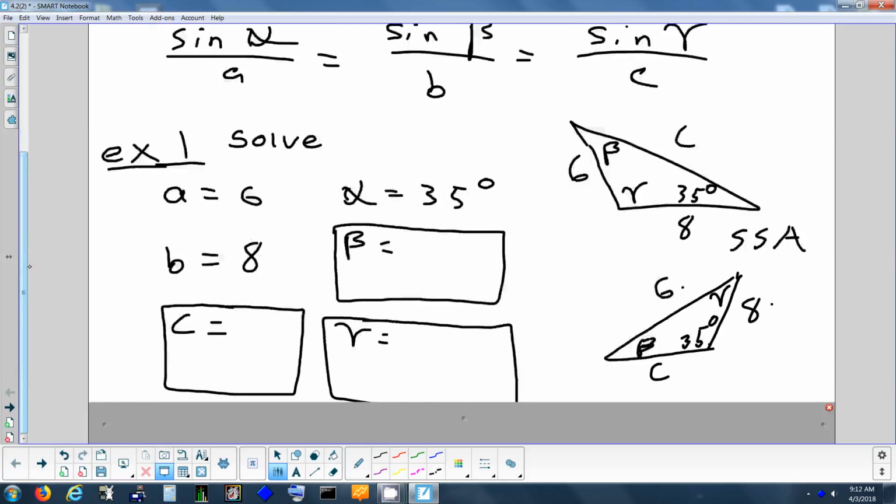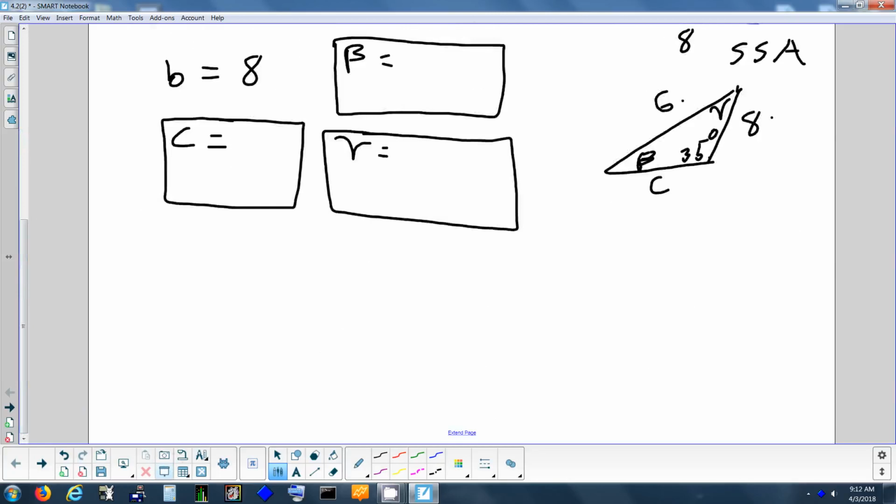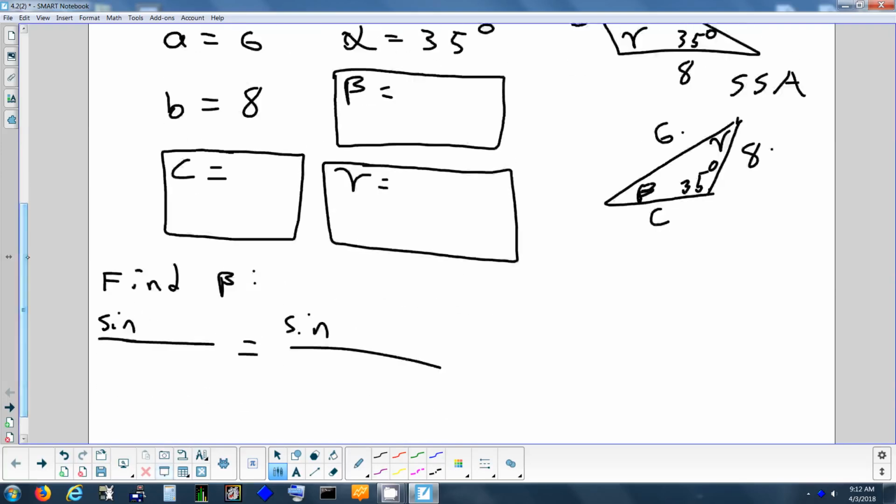Okay, so we have an empty row. Nothing we can do with it. Completely ignore it for now. Only thing I can try to solve for right away is beta. So Lexi, could you set up my proportion to help me find beta? We got sine 35 over 6, and sine beta over 8. So the goal is to get the sine beta by itself first.